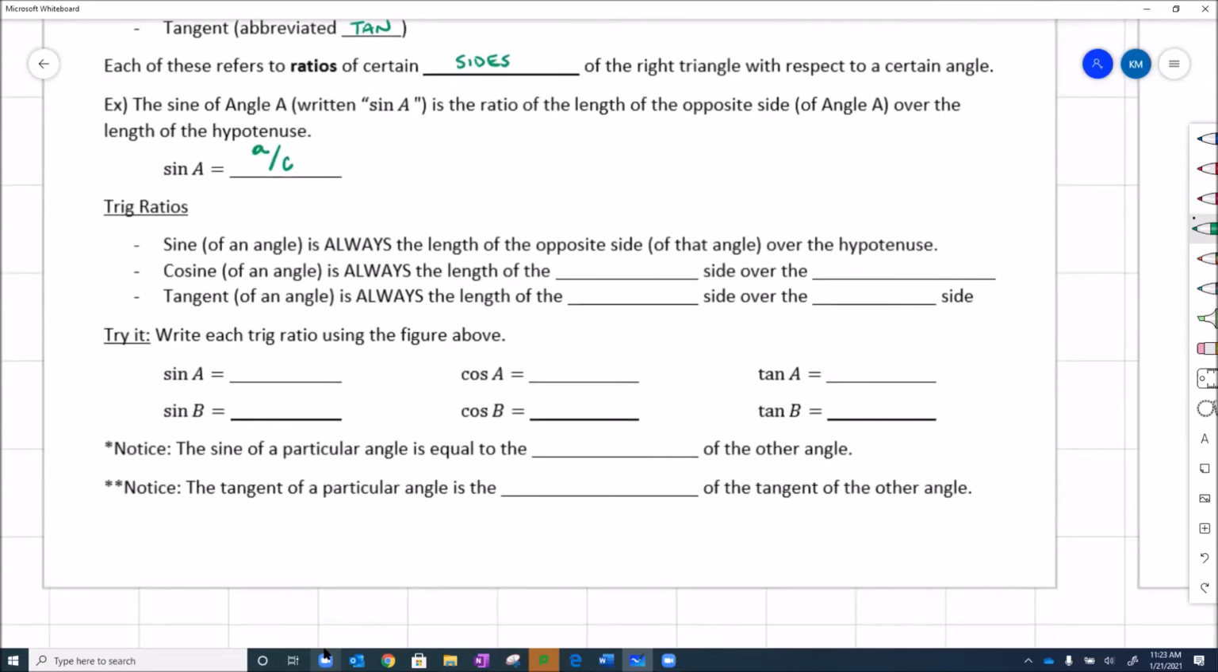Okay, our trig ratios. Sine of an angle is always the length of the opposite side of that angle over the hypotenuse. Cosine is always the length of the adjacent side over the hypotenuse. And tangent is always the length of the opposite side over the adjacent side.